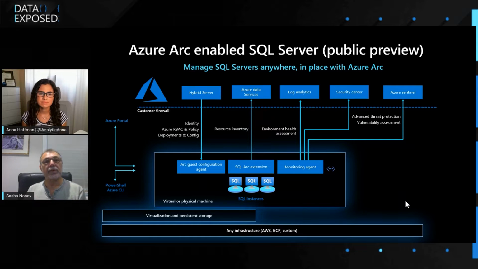And there are several different services at the Azure level. One of them is Hybrid Server. This is the service that allows managing your virtual or physical machine. And the things you can do is identity management, apply role-based security and Azure policies to your machine, and also manage deployment and configuration. That's the role of Hybrid Server.